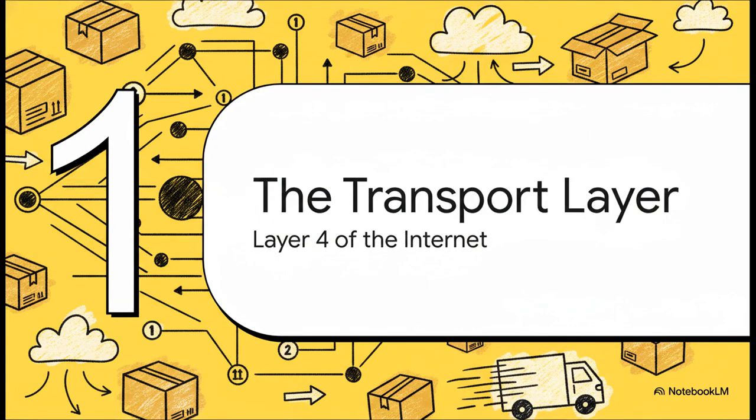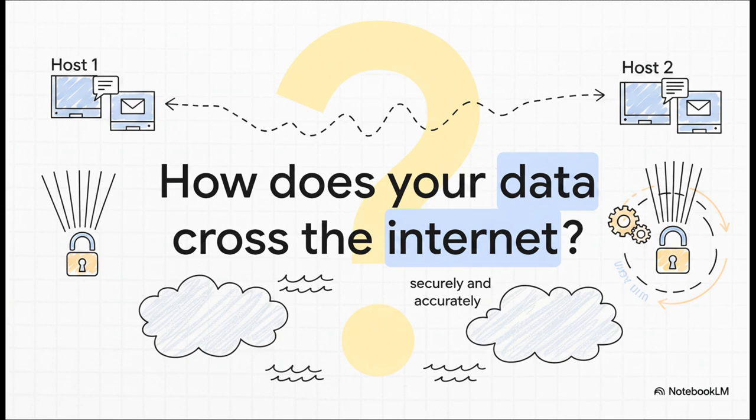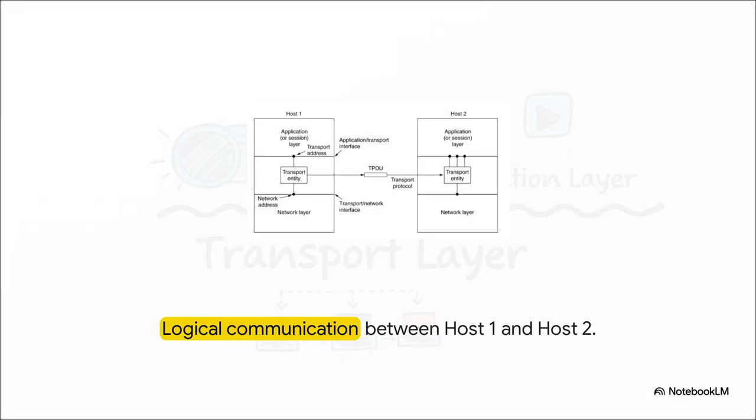All right, Section 1, the transport layer explained. You can basically think of this layer as the internet's master shipping department. So before we get too deep into the weeds, let's frame the core problem. Imagine you've got host 1 and host 2. They're on completely different networks, maybe even different continents. They obviously aren't physically connected with a cable. So how do we guarantee that a message from an application on host 1 securely and accurately reaches an application on host 2? Well, to solve this, the transport layer creates what we call a logical communication path between the application processes running on these different hosts.